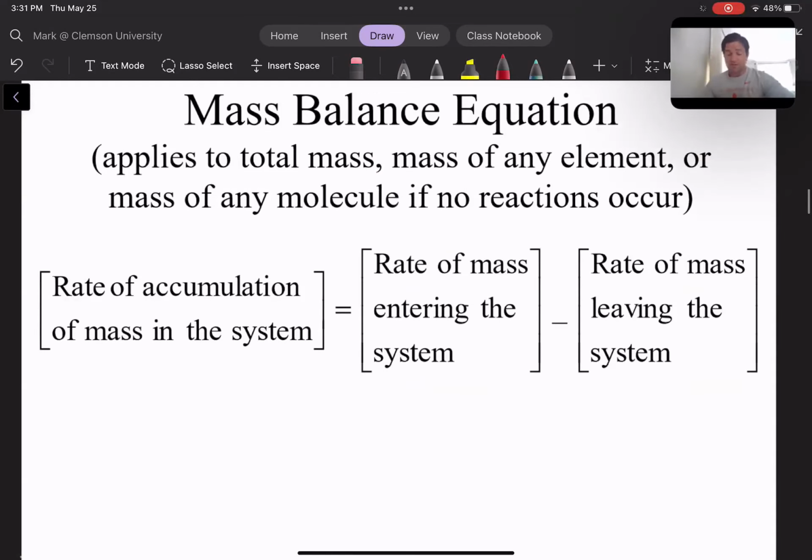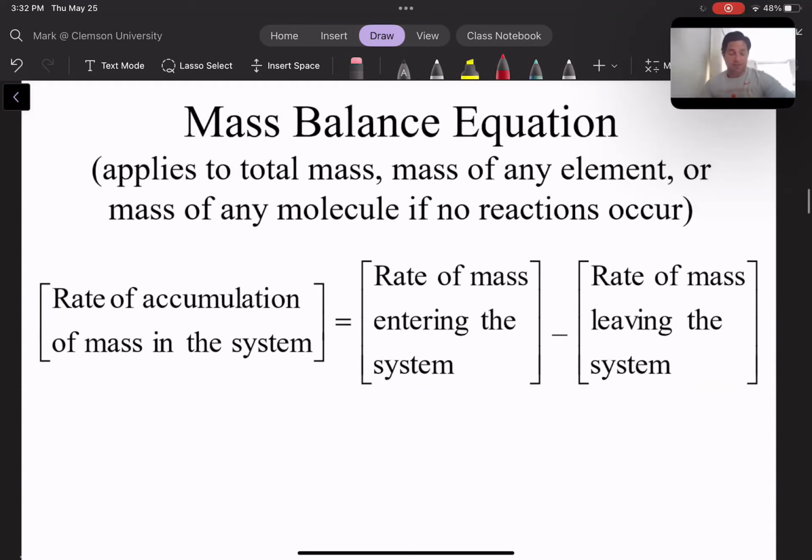All right, so let's start with our mass balance equation. Our first conservation equation is mass balance. We can write the mass balance based on total mass, or we can write the mass of an element, for example carbon, oxygen, or hydrogen, or we can write a mass balance on individual species, so long as there's no reaction occurring.